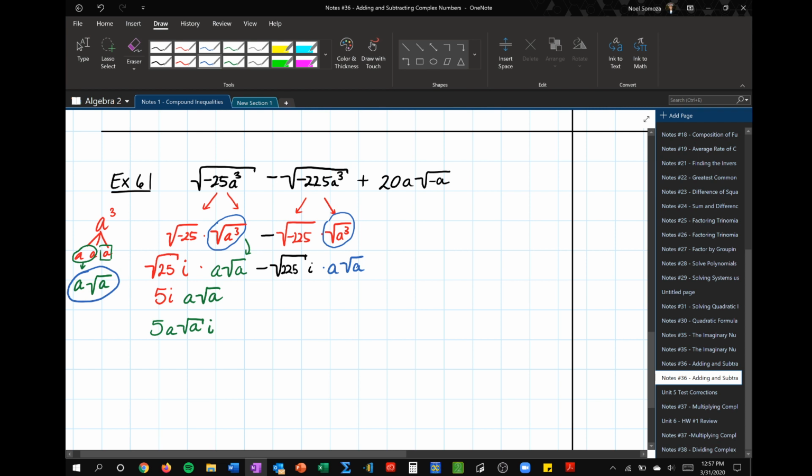Now, if you were to try to find the square root of 225, that's actually a really nice number. You can take the square root of it. So the square root of 225 actually becomes 15. So you bring down the minus, you have 15. You can bring down i, and then you have your a root a. Again, it looks a little awkward because i is not where it should be. i should be at the end. So all we have to do is rewrite it. We can subtract 15, then the variable a, then the square root a, and then i at the very end.